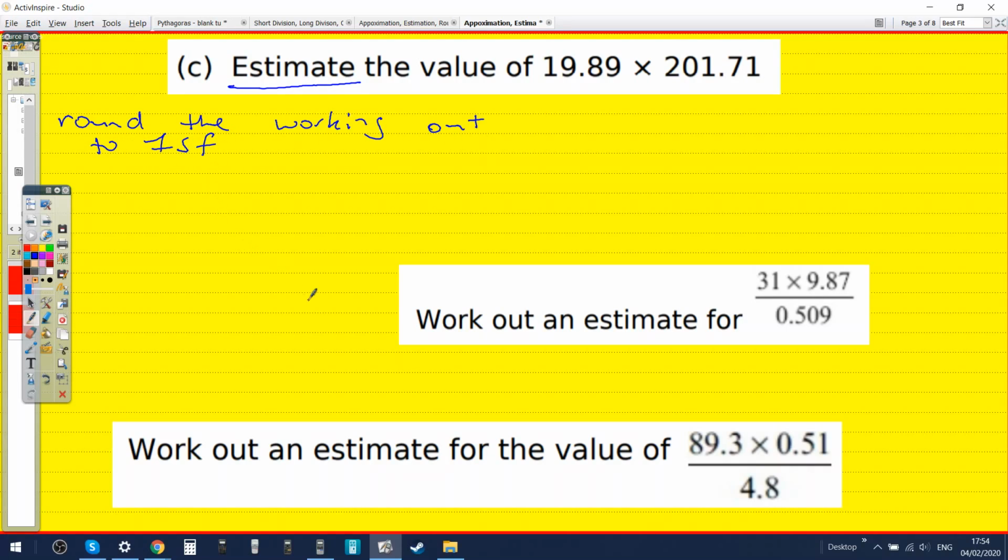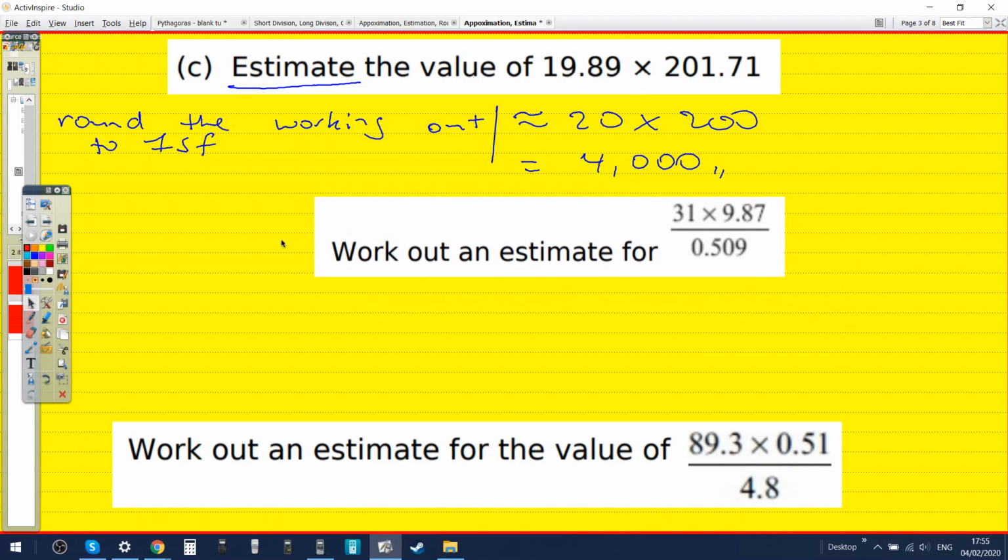And so what will that be? So round the first one to one significant figure. 19 would be 20. Yeah. And 210 would be 200. And so what is the answer? So times it by 10, then times it by 2. Yeah. It'll be 4,000. Well done. That's it. So estimate means round the working out to one significant figure, and then you solve it from there.